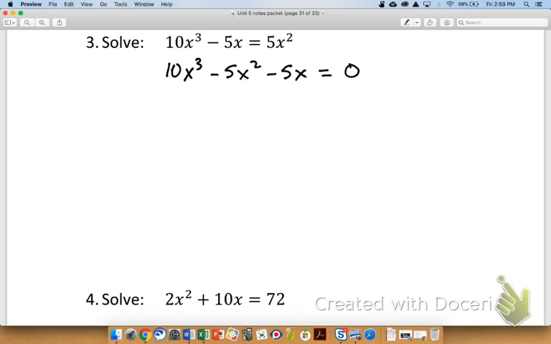Hey guys, let's look at number 3. See if this is a good question for you. Did you guys notice that there's a GCF? It's 5x. Okay, so 5x is the common factor. The leftovers are 2x squared minus x minus 1. Do you have that GCF pulled out? Yes.